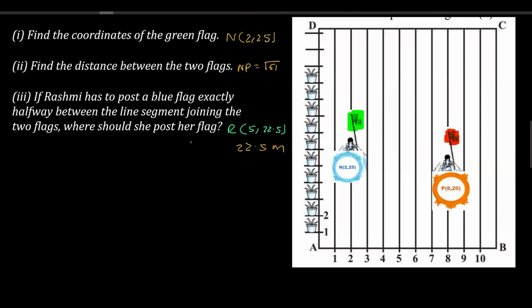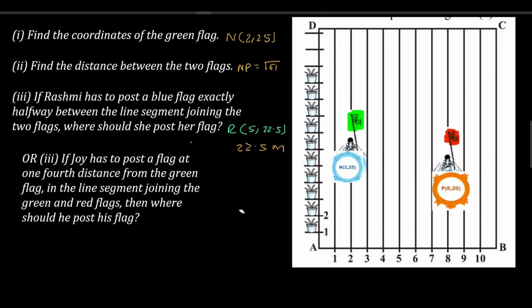Now we have an OR part for this question. And what is it? It says if Joy has to post a flag at a 1/4 distance from the green flag in the line segment joining the green and the red flag, where should he post? Now we are going to join these two points, and he has to post a flag that is 1/4 of NP. So 1/4 of NP means it is dividing this in the ratio 1 is to 3. Let's understand once again.